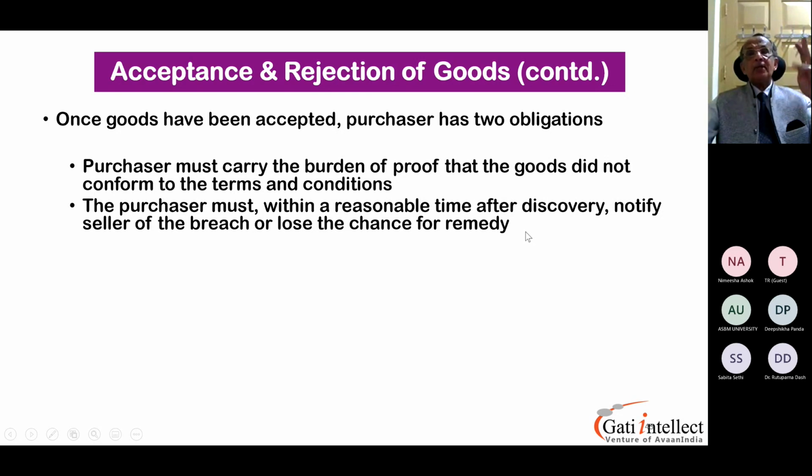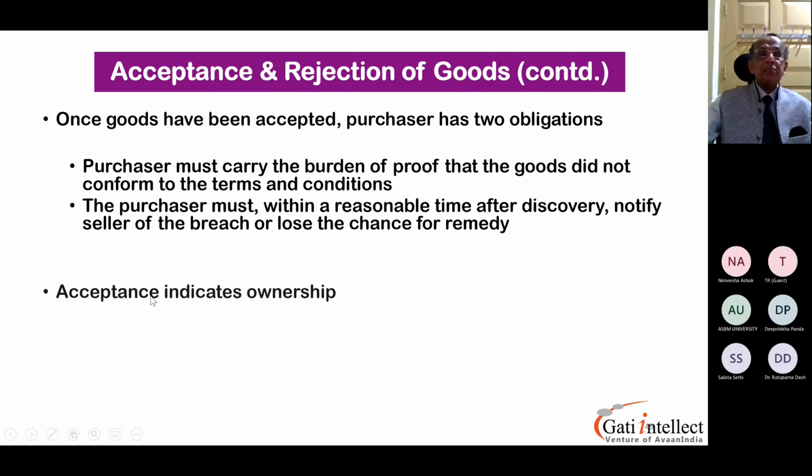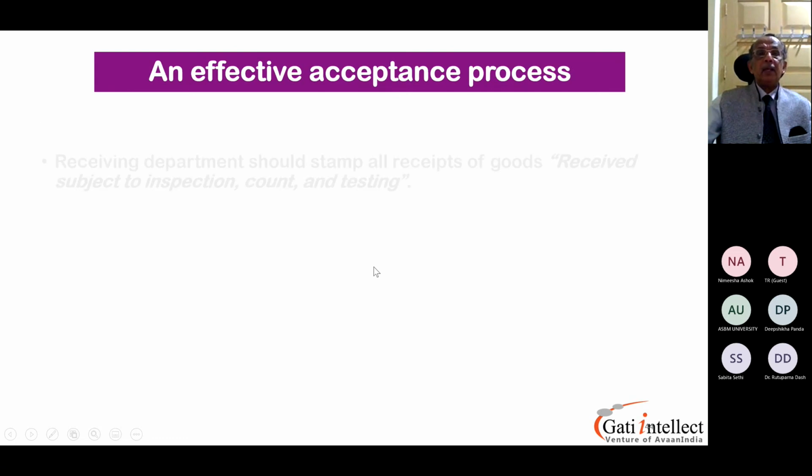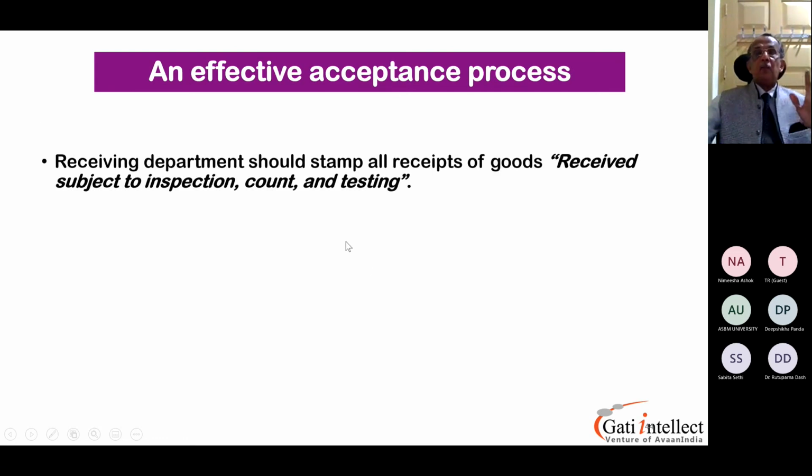Okay, once you have accepted the goods, then you are the purchaser. You have obligations. You have to prove it. Even if there is a breach, you have to prove it. Acceptance means ownership. Now this is what you have to put in. Please, I want everybody to understand this.